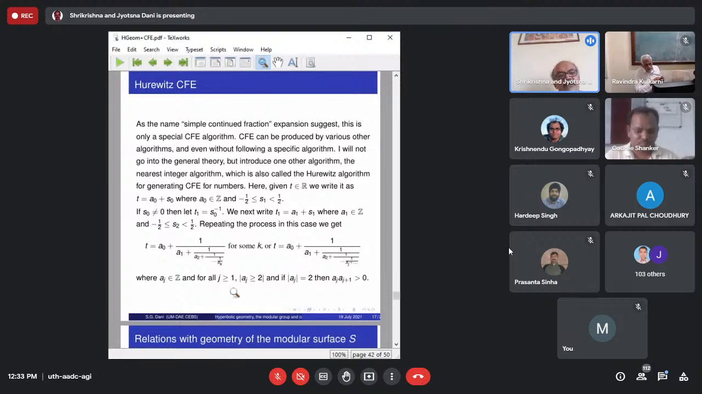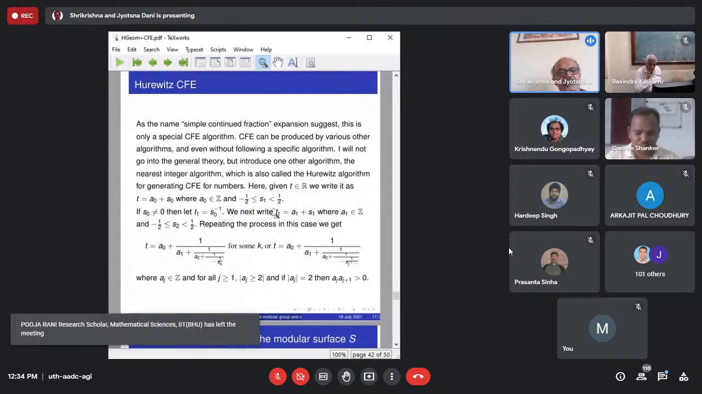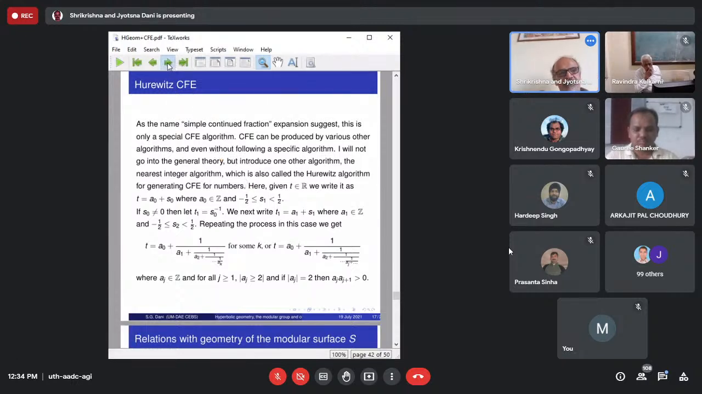Not only that, their absolute value is actually bigger than or equal to 2, because the remainder was less than or equal to half, the way you chose. When you invert it, it is bigger than or equal to half in absolute value. And the absolute value of the successive ones is at least 2. There is a further condition that it satisfies, but we will ignore that for the present. So there are two such expansions which are really interesting.